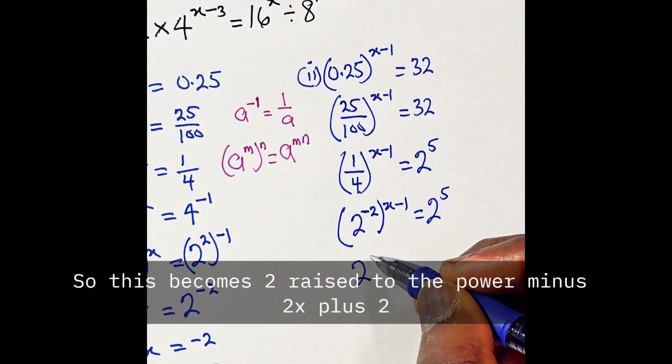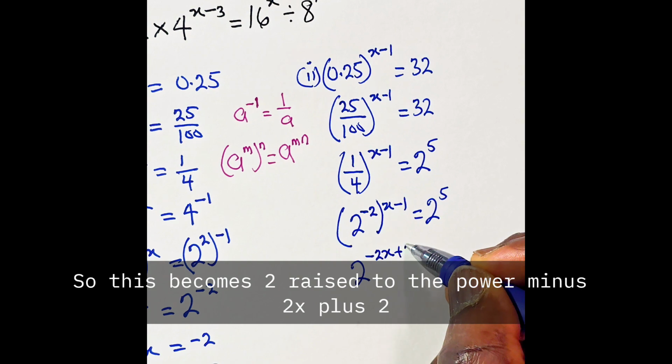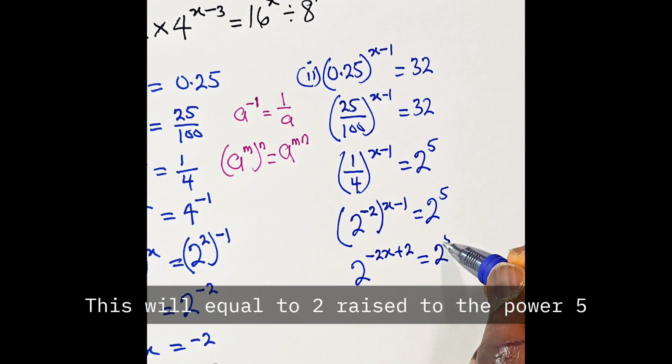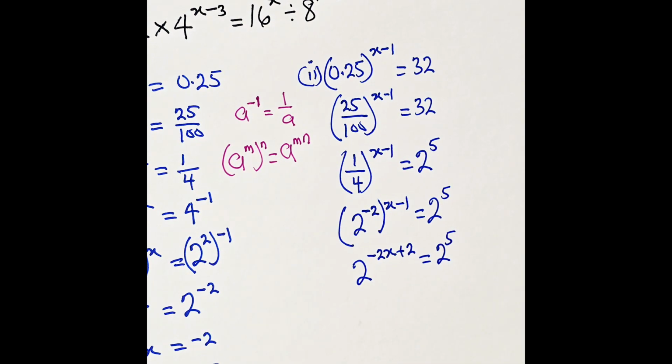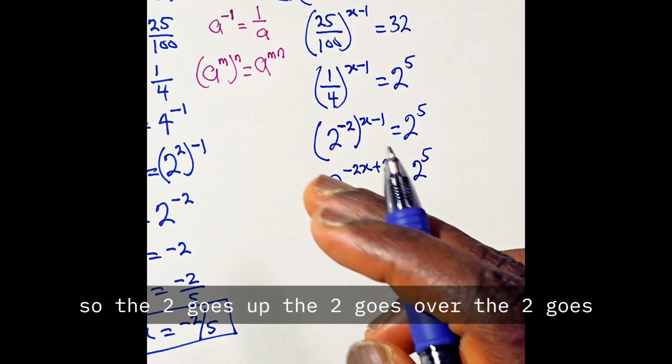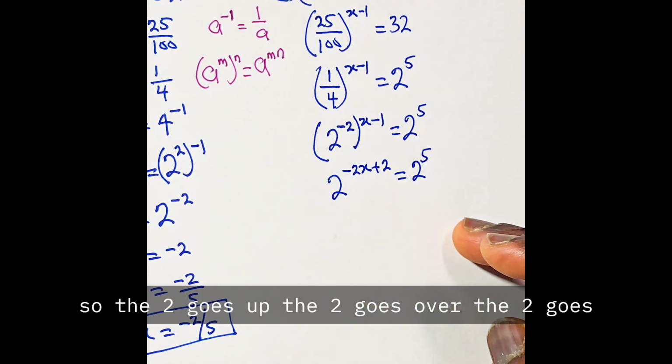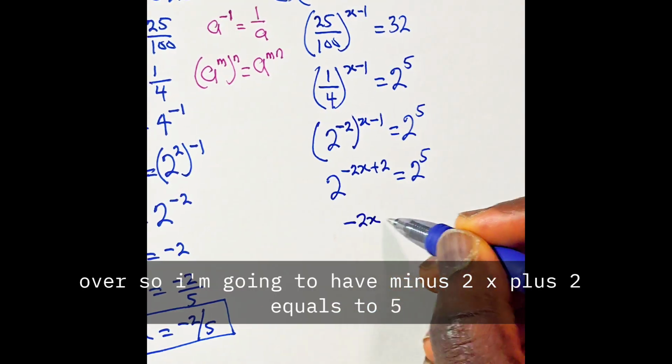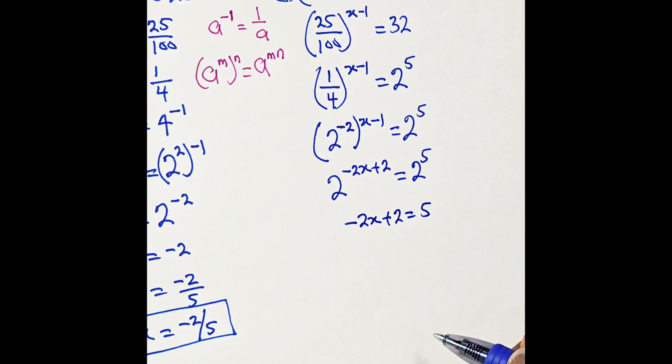So this becomes 2 raised to the power minus 2x plus 2. This will equal 2 raised to the power 5. Because they have the same base, the 2 goes up, the 2 goes over, the 2 goes over. So I'm going to have minus 2x plus 2 equals 5.